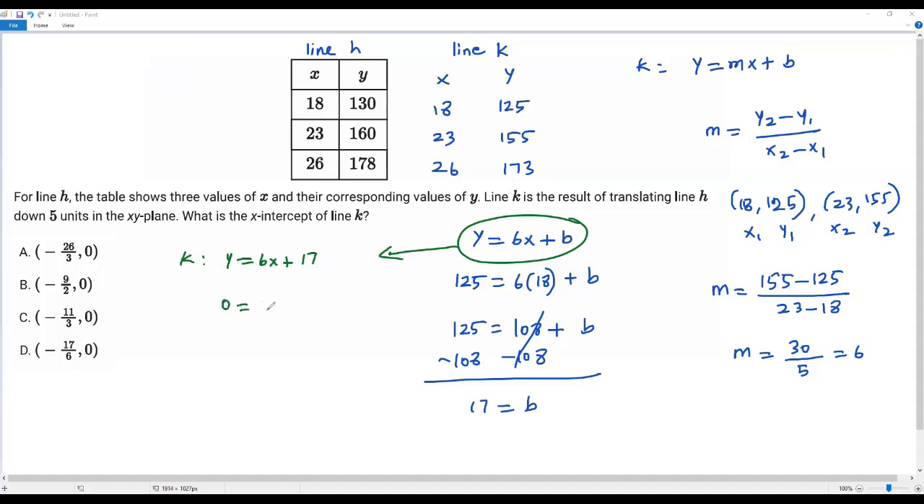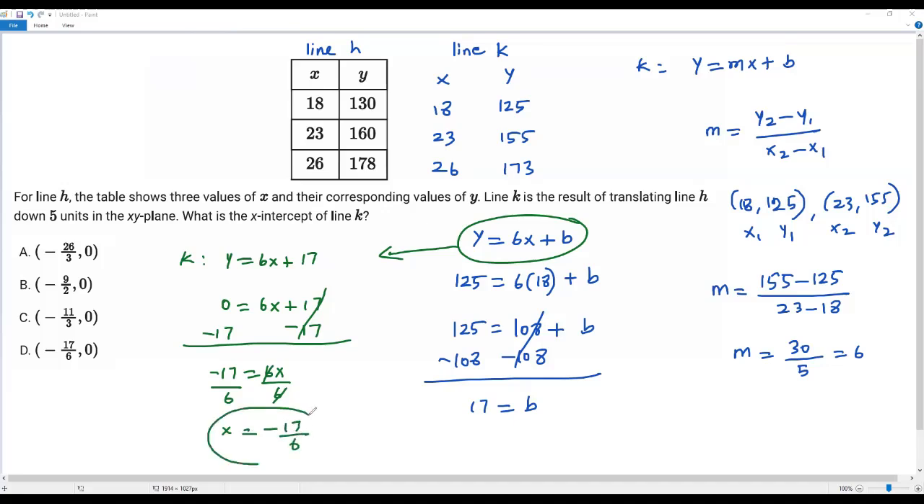Now let me plug in y equals 0. Then I'm getting 0 equals 6x plus 17. Now we have to solve for x, so I have to isolate x. For that, I have to get rid of this positive 17, so I subtract 17 from both sides. The positive 17 and negative 17 cancel out. I'm getting negative 17 equals 6x. Further, I divide both sides by 6, and this 6 cancels out. I am getting x equals negative 17 over 6.